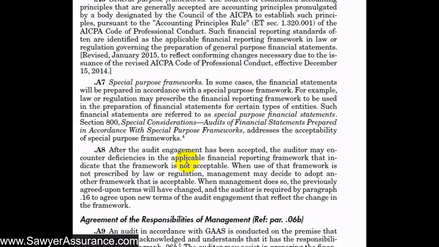And if throughout or in the middle of the audit they discover that maybe this isn't the appropriate framework, then new terms of the engagement will need to be arranged, and maybe a new engagement letter with the client that reflects the change in the framework.